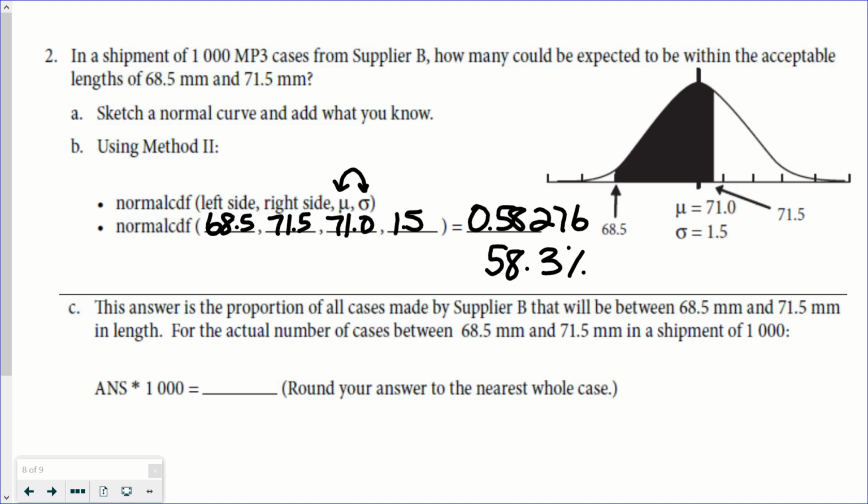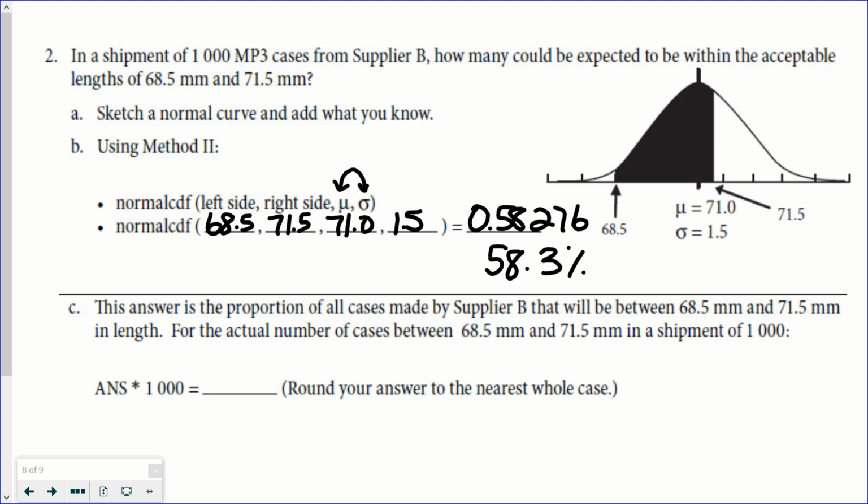So that's not that many, right? If you're buying 1,000 MP3 cases and only 58% of them are considered acceptable, well, that means 42% of the cases are unacceptable. We probably are not going to save that much money buying from supplier B, because people are going to return a whole bunch of them for being incorrect.